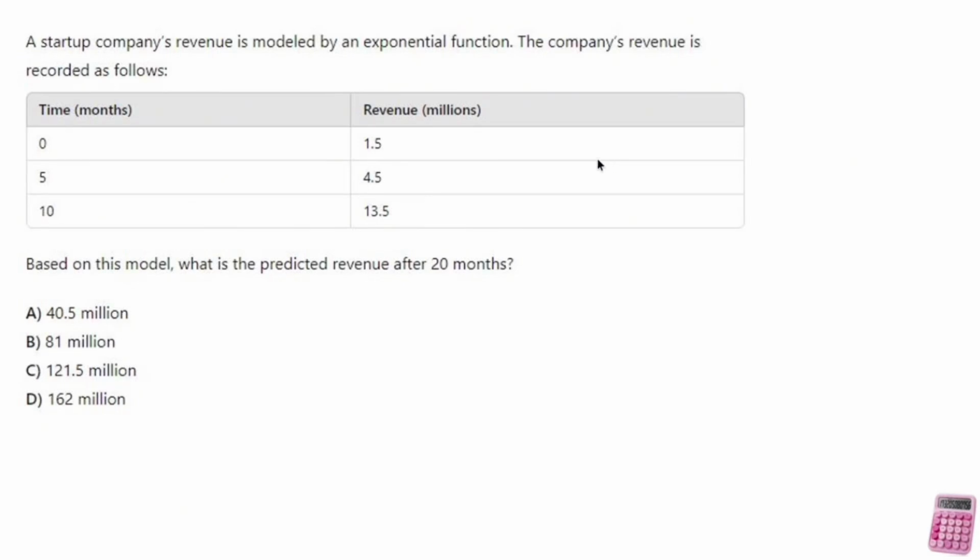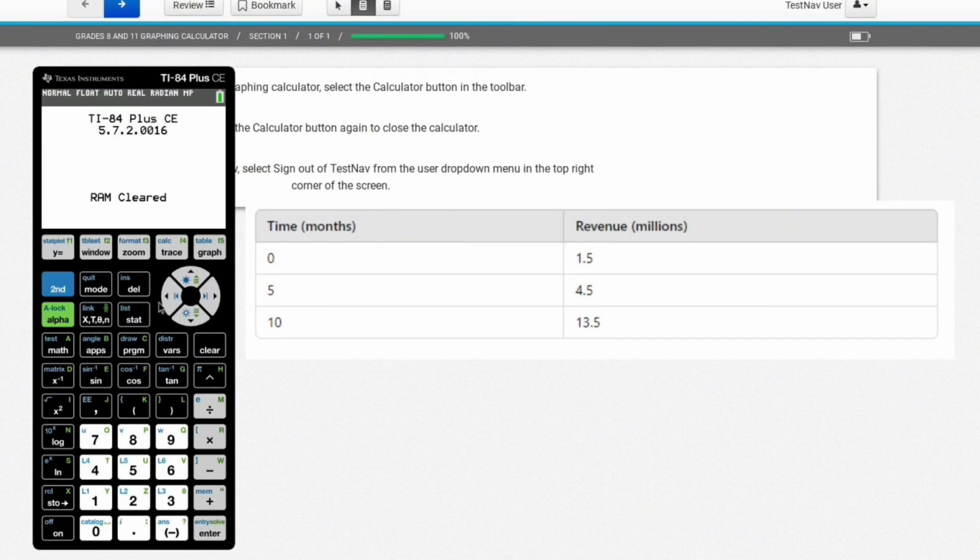So let's go to our calculator, plug a bunch of things in, and see what we come up with. In order to do exponential regression, we're going to start off by hitting Stat and edit some values into the edit portion of Stat. Our x values are going to be the time in months, so that's 0, 5, 10, like so. Our revenue is going to be 1.5, 4.5, and 13.5. So this is me typing those numbers out.